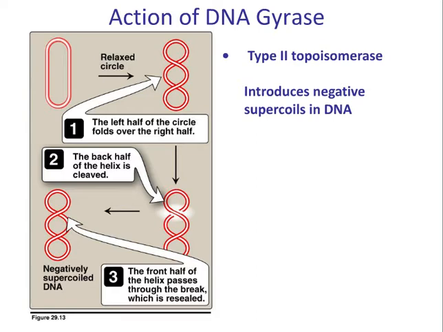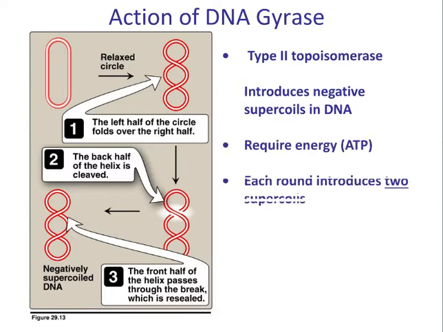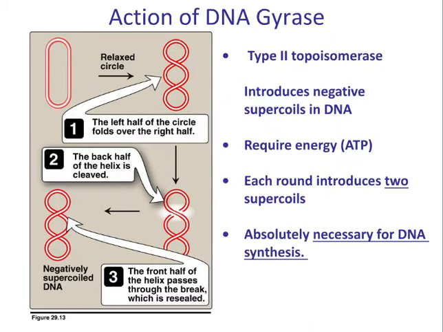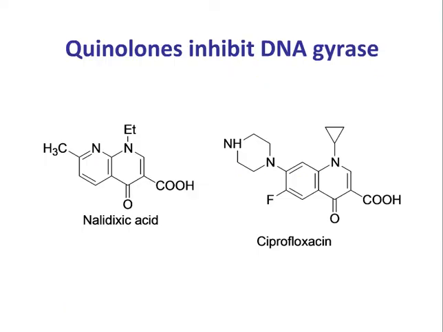Type 2 topoisomerases introduce negative supercoiling into double-strand DNA by nicking both strands of DNA, passing the DNA strands through the nick, and then resealing both strands again in an ATP-dependent manner. The activity of DNA gyrase is an absolute requirement for DNA synthesis in E. coli and other prokaryotic organisms.